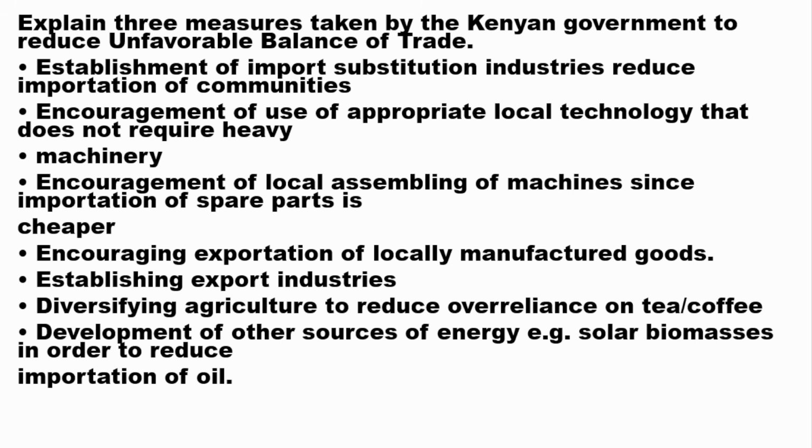Explain three measures taken by the Kenyan government to reduce unfavorable balance of trade. One is establishment of import substitution industries to reduce importation of commodities, then encouragement of use of appropriate local technology that does not require heavy machinery, then encouragement of local assembling of machines since importation of spare parts is cheaper, and encouraging exportation of locally manufactured goods, then establishing export industries, diversifying agriculture to reduce over-reliance on tea and coffee, then development of other sources of energy, e.g. solar and biomass, in order to reduce the importation of oil.